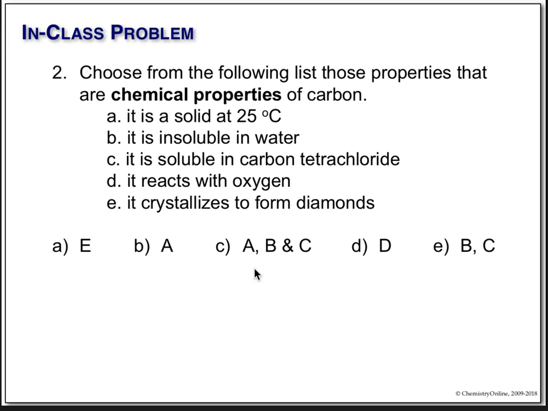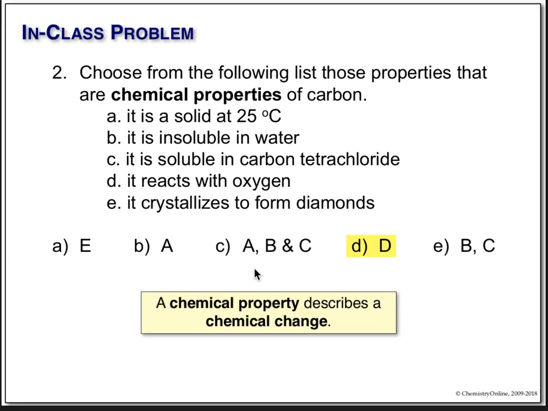What are chemical properties of carbon? Remember, a chemical property basically describes a chemical reaction. A diamond is still just carbon. If it dissolves in carbon tet, it's still carbon, just dissolved. Does it dissolve in water? Solid is just a state. Reaction with oxygen is a chemical change.